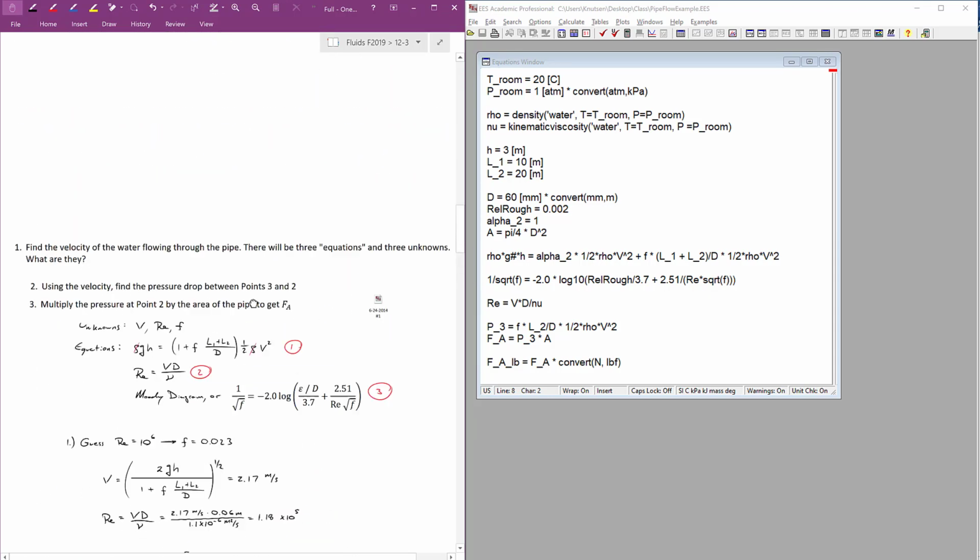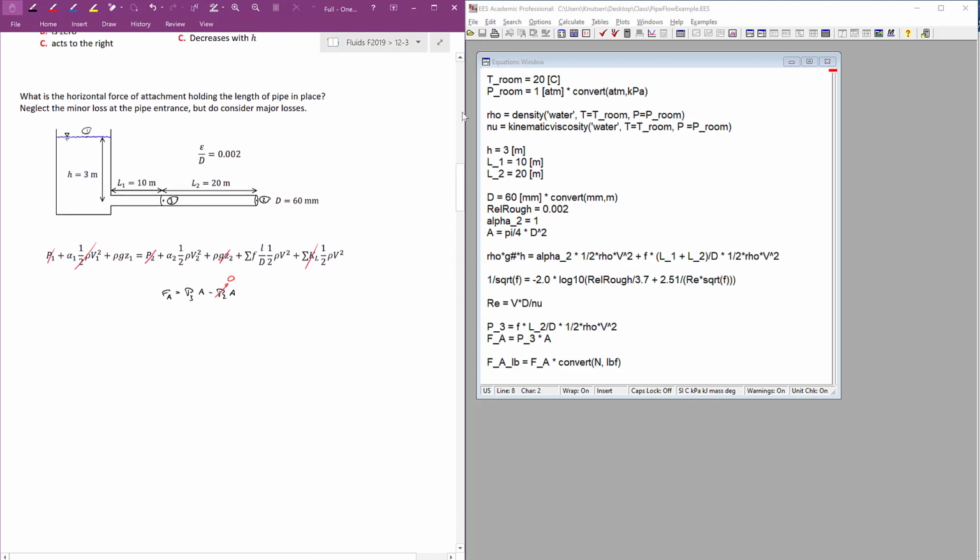In Engineering Equation Solver, what I've done on the right is I first established the temperature and pressure that we're dealing with. There's a couple of functions in Engineering Equation Solver that will return the density and the kinematic viscosity. I put the parameters from the problem statement in here. Note that I'm using dimensions of meters afterwards in square brackets. Diameter of 60 millimeters. Here I'm converting millimeters to meters.